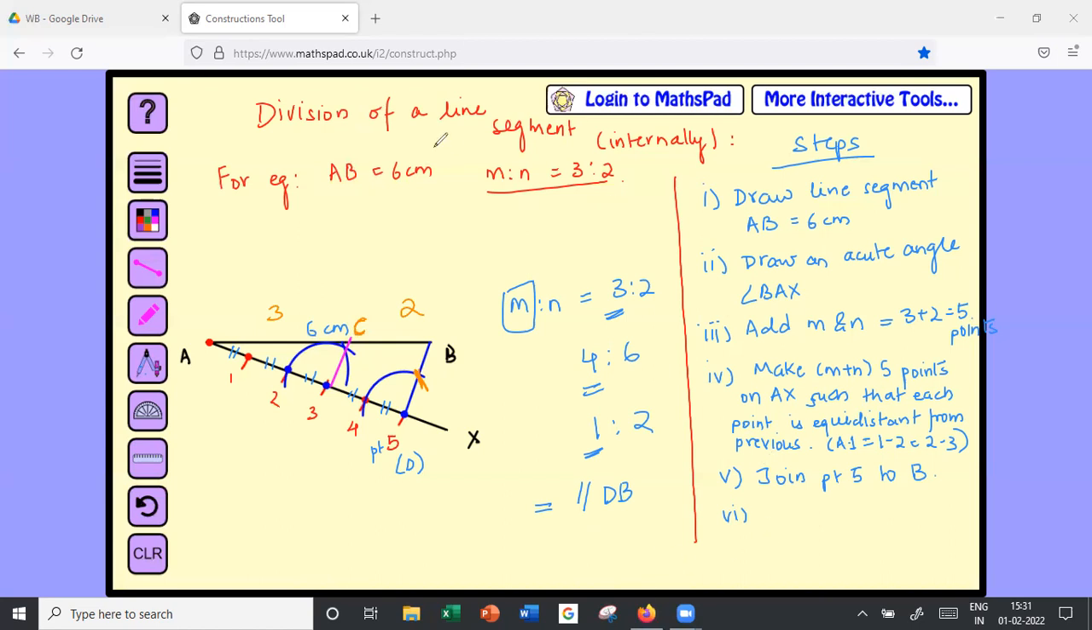Okay, I forgot the steps here. So once you join point 5 to B, right, then you, okay. Do you want me to write all the steps? How do you copy the angle or should I just say copy the angle? Write it? Okay.